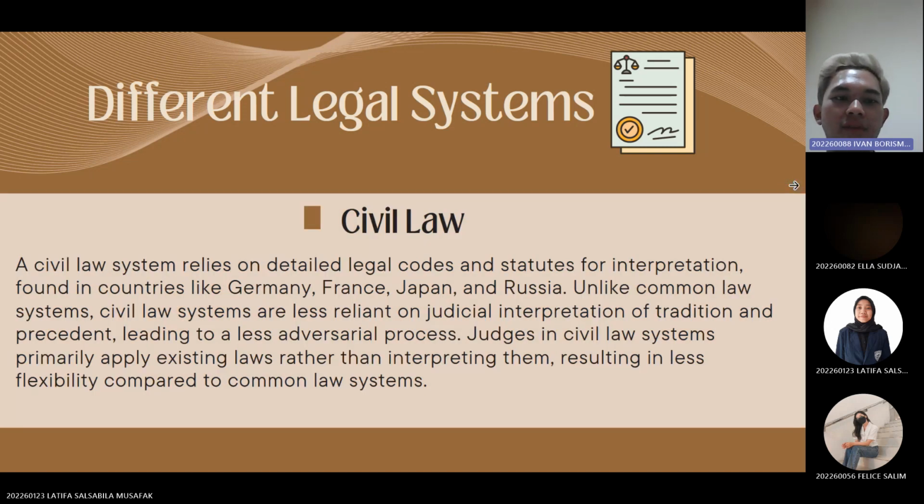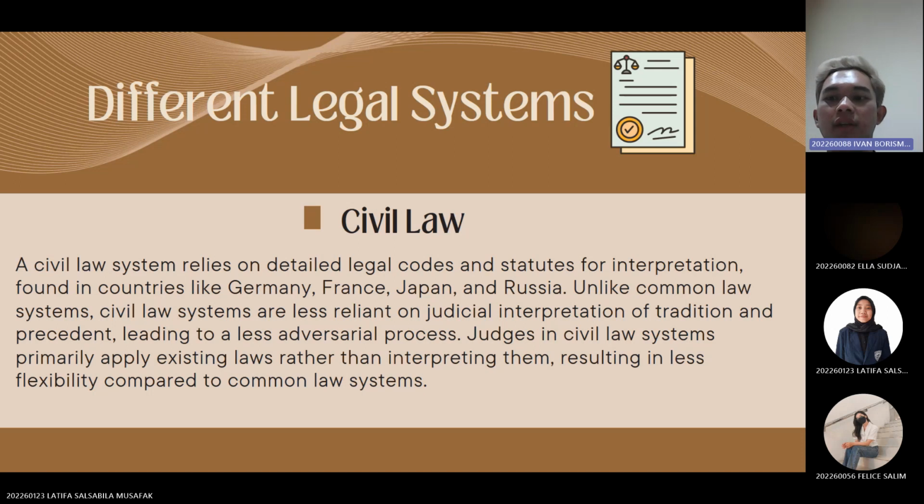Now the second type is civil law. The civil law system relies on detailed legal codes and statutes for interpretation, found in countries like Germany, France, Japan, and Russia. Unlike common law systems, civil law systems are less reliant on judicial interpretation or tradition and precedent, leading to a less adversarial process. Judges in civil law systems primarily apply existing laws rather than interpreting them, resulting in less flexibility compared to common law systems.